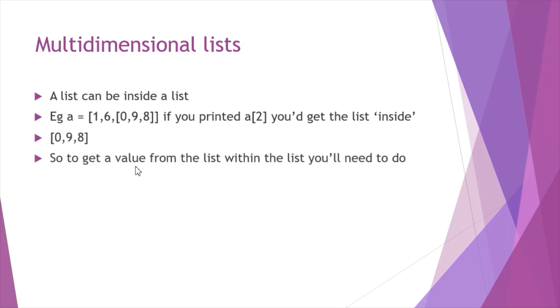To get a value from the list within the list, you just add another one of these on the end, like this. So A[2][1] and you'd get 9. You're going for A, then 2, which is this list, and then 1, which is the 9, because 0 is 0, remember, 1 is 9, 2 is 8. So you're getting the 9 out, and that would just print a basic 9. And again, strings, integers, you can put anything in here that you like.